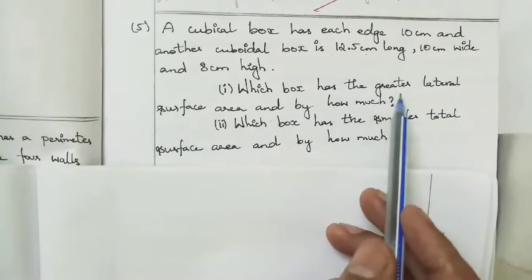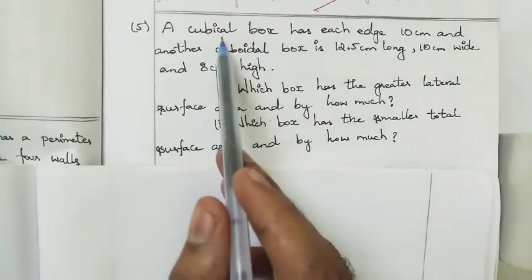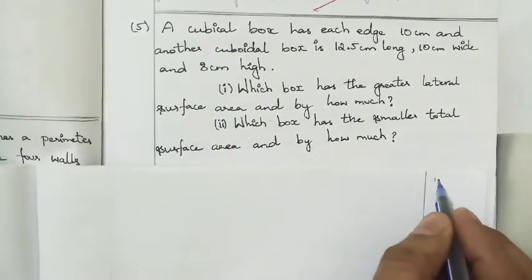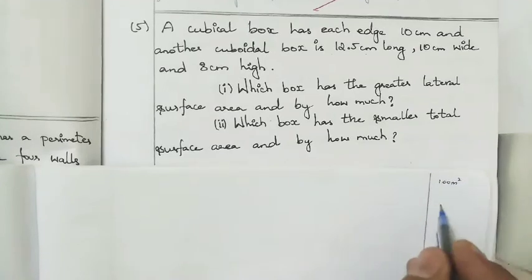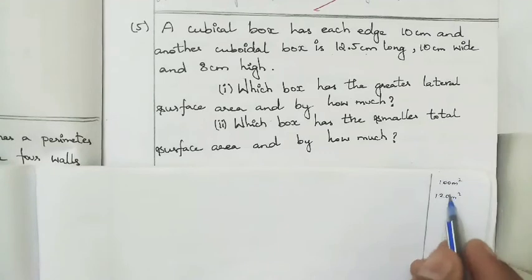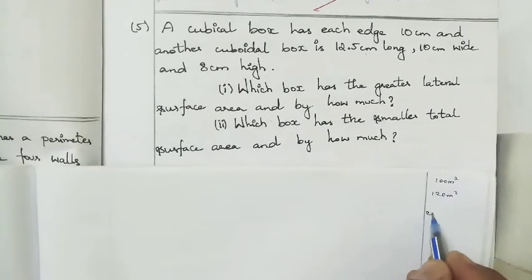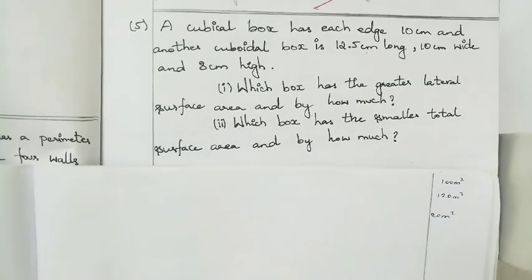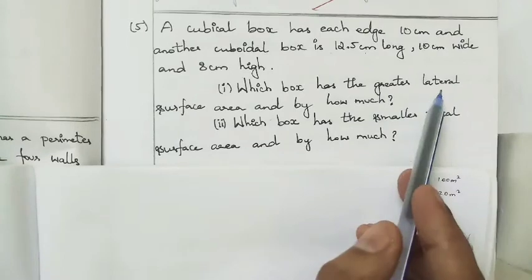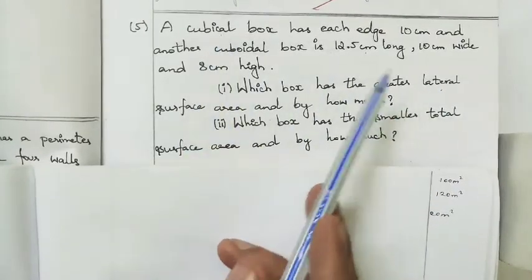Suppose the LSA of the cube is nothing but 100 meter square, right? And the LSA of the cuboid is nothing but 120 meter square. How much does it differ? How much greater is it? 20 meter square is greater, right? So likewise we have to write. So first we want to find the LSA of the cube and the LSA of the cuboid.